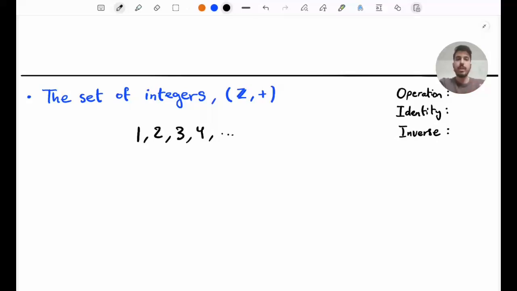We know that if we add 2 to 3, we get 5. If we add 2 to 4, we get 6. But how do we go to 0? How do we go to negative numbers? There are no two positive numbers that add up together and get a negative number. Well, for that, we need to include what we call the identity element and the inverses.